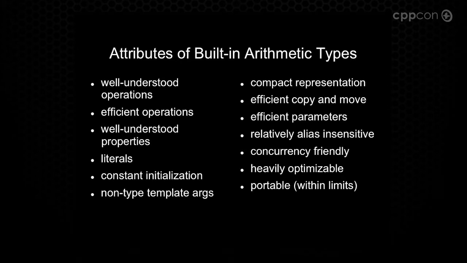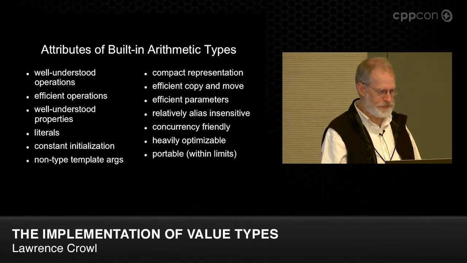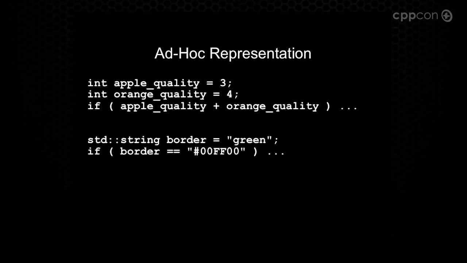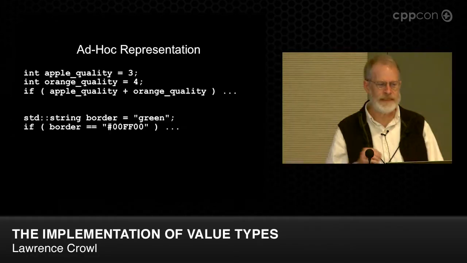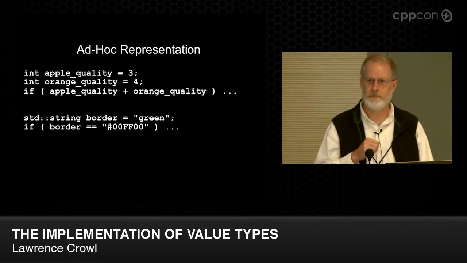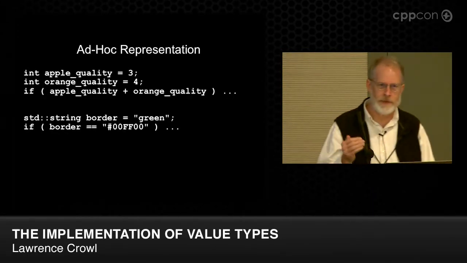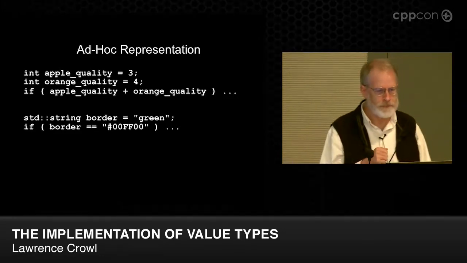The built-in value types of arithmetic have a lot of valuable attributes. I won't go through them all. You can read them later. In fact, those attributes are so valuable that programmers will use them even for things they weren't really intended for. You can compare apples and oranges because you're using a value type. Green cannot be green because you're using a value type.